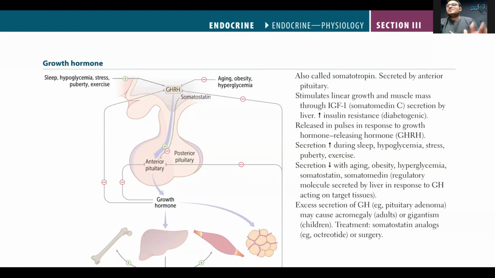Why? The reason is that muscle growth is under the influence of insulin growth factor 1. Okay, insulin growth factor 1. Insulin growth factor is released by growth hormone. So that is also a very logical concept.